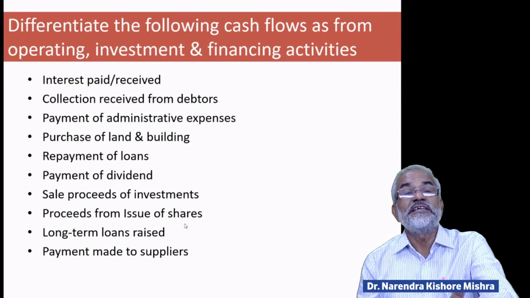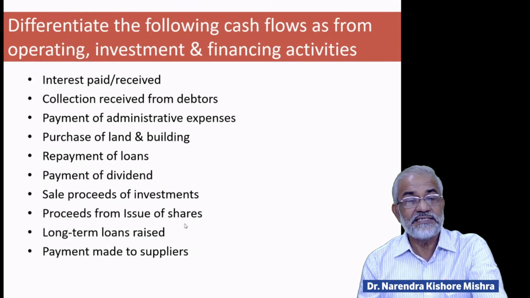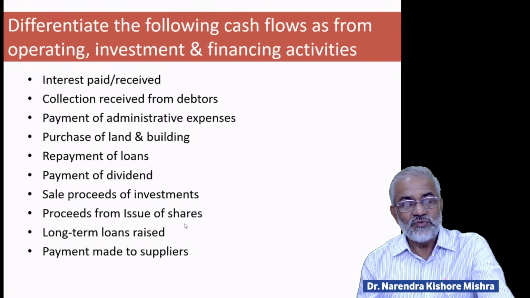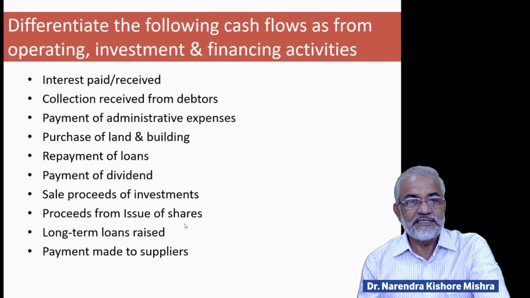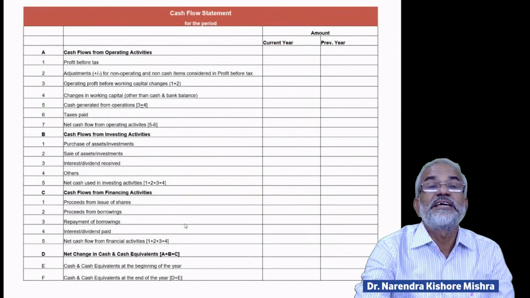Interest paid and received, if the interest relates to any bonds and debentures, then it will come under the financing activities. Otherwise, it will come under the investing activities. Collection received from debtors obviously comes under the operating activities. So accordingly, you need to segregate depending upon the nature and character of the items.